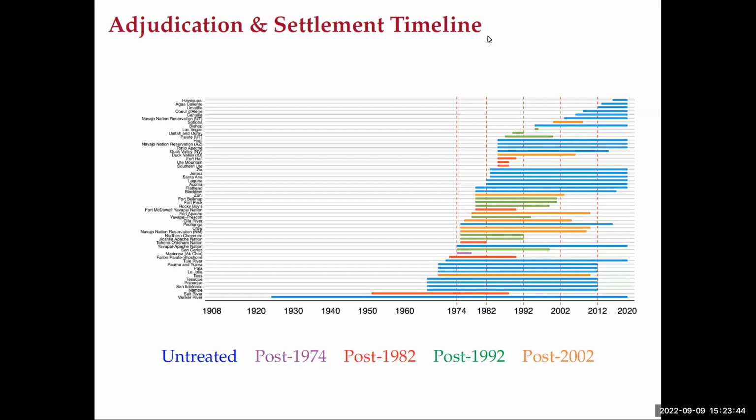And then you see the settlements, some are settled all together. Like these two are settled together at the same time. But generally, this is the data that we were able to put together for all these tribes. That date of settlement is going to be our treatment. That's what we want to know what happens. So here's the negotiations. We want to know what happens after that in terms of tribal water use.